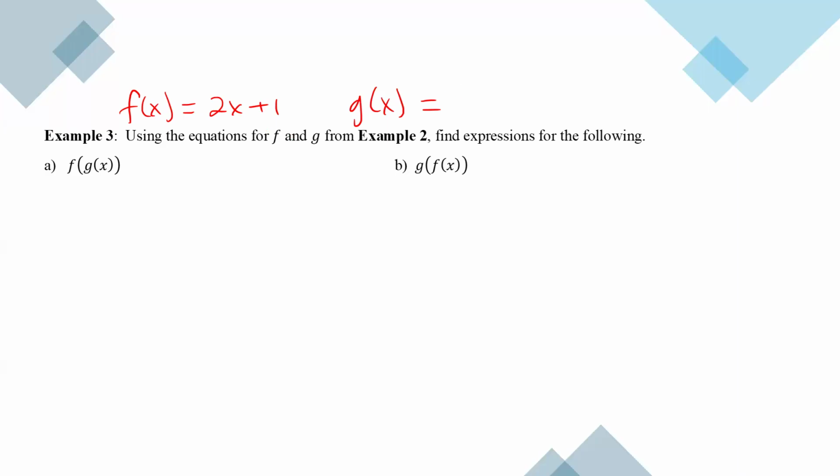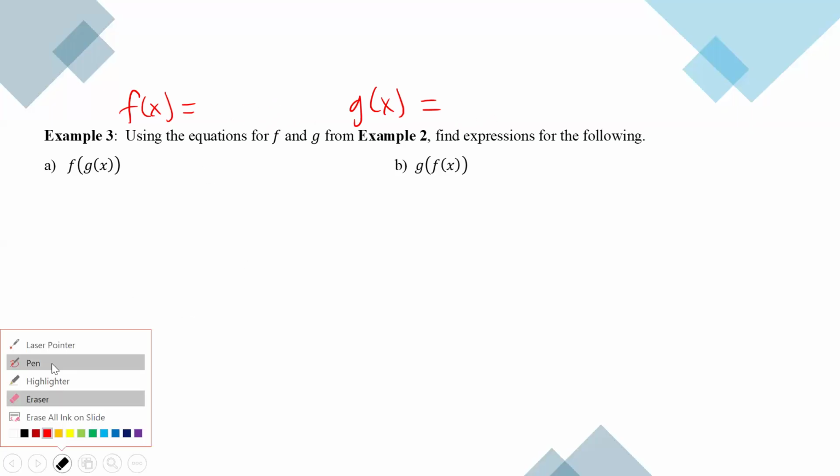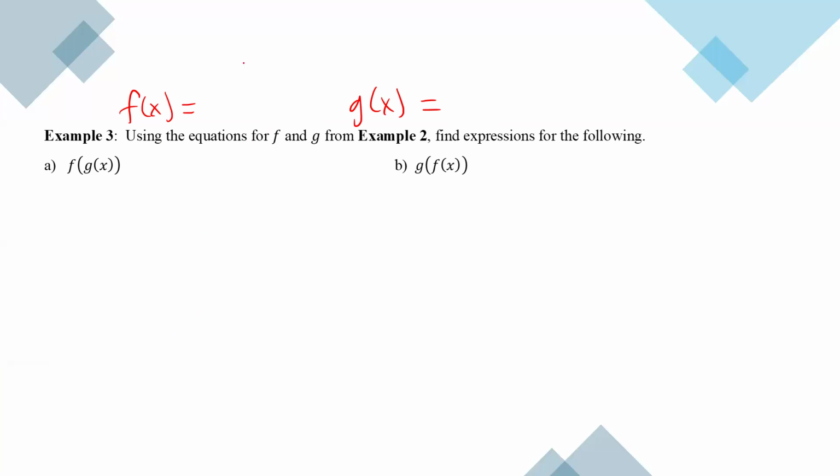3x minus 5. Did I write it? I was going to let you make it. All right, try again. What's f of x? 3x minus 5. And what is g of x? There we go. All right.